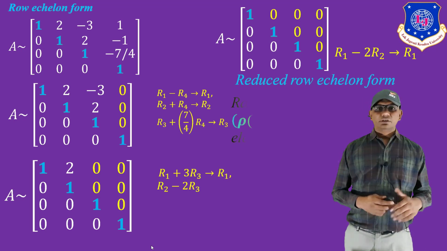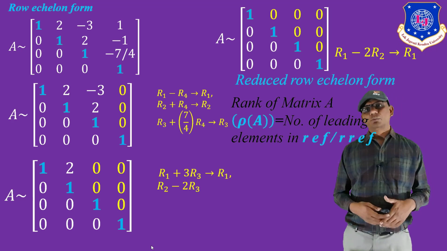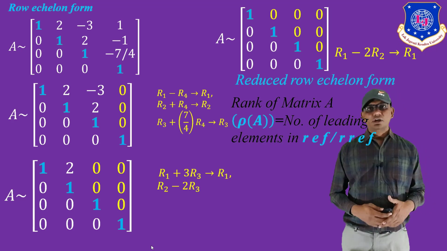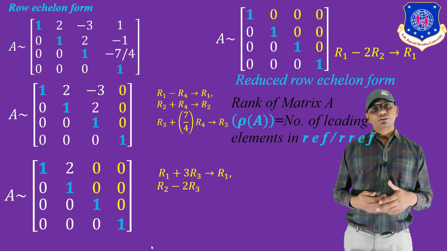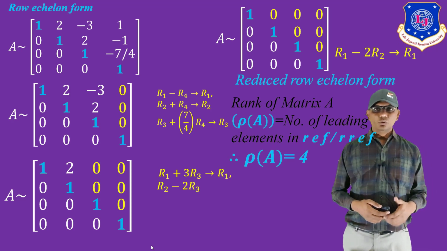So here the rank of a matrix is the number of leading elements in the row echelon form or reduced row echelon form. Here we have 4 leading elements in this reduced row echelon form. So finally we have the rank of A equal to 4.